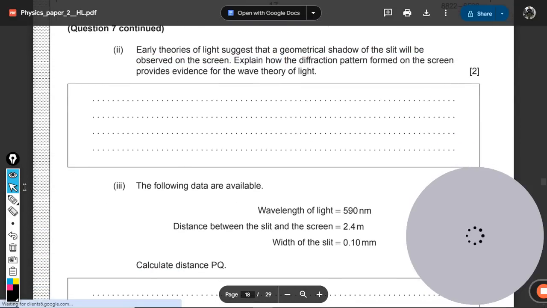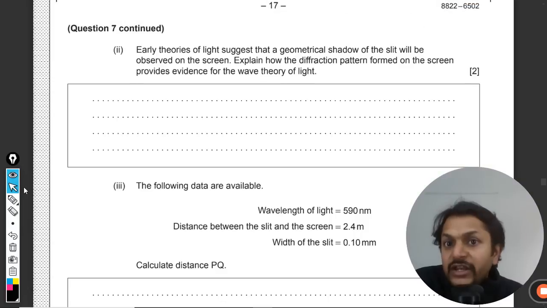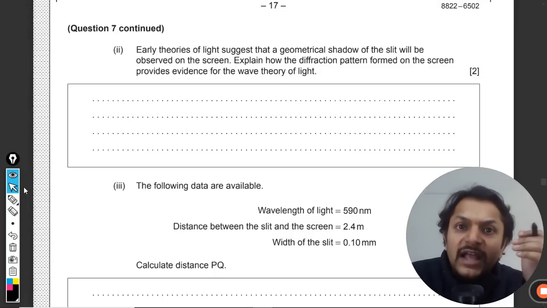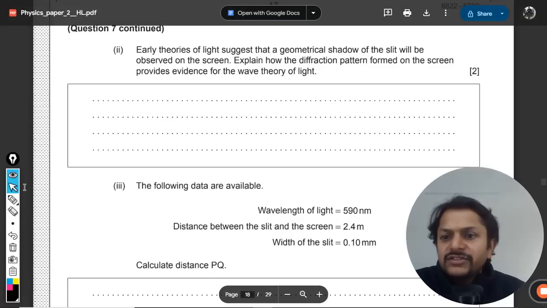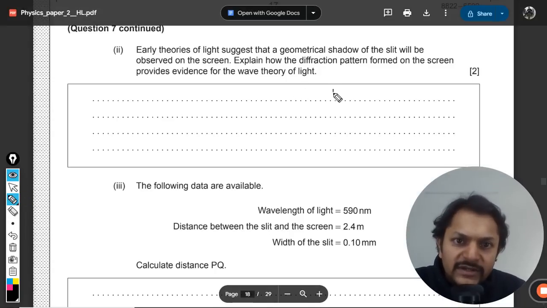Early theories of light suggest that the geometrical shadow of the slit will be observed on the screen, because initially it was thought that the light travels in a straight line, and so if the light travels in a straight line, it should not encroach into the shadow area. Let me explain this.